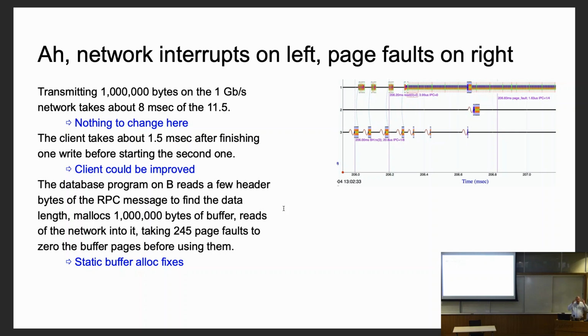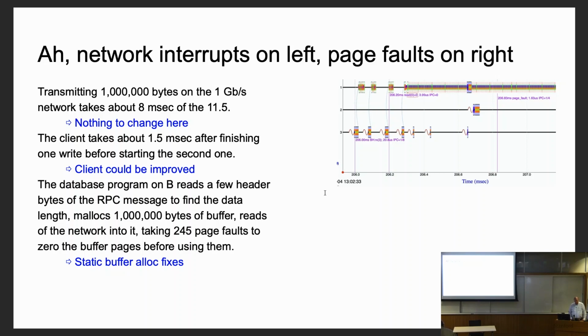So, and the final thing, of course, is all these page faults, and that's because of this malloc and free, malloc and free, malloc and free. And if the server allocated static buffers, perhaps reallocating until they're big enough, and then just reused them, you get rid of all that. And that's the one performance thing that's worth doing here.